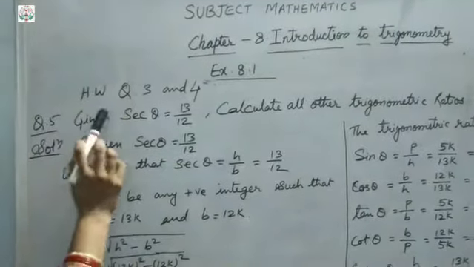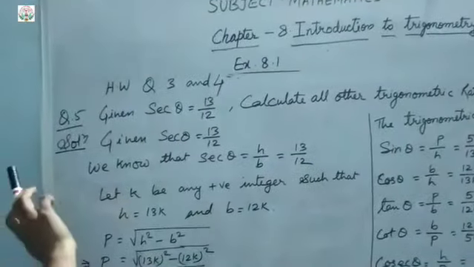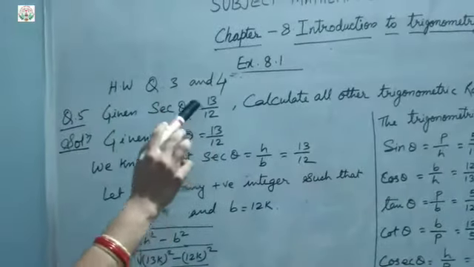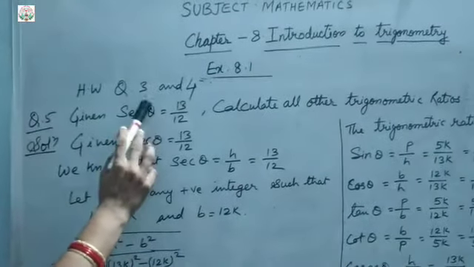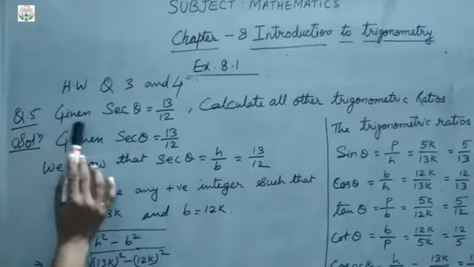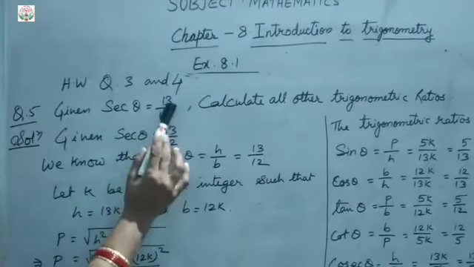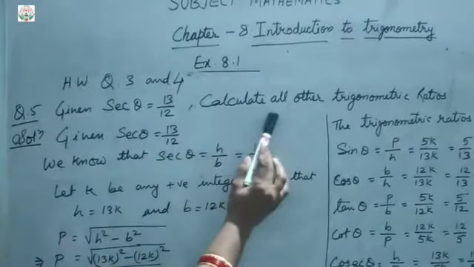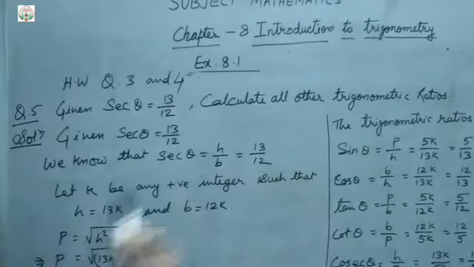Now children, question number 3 and 4 is your homework. Do it as homework. As with question number 1, likewise only 3 and 4 you will be solving. Question number 5 is given: sec theta equals 13 upon 12. Calculate all other trigonometric ratios.